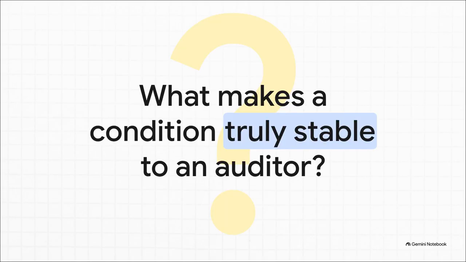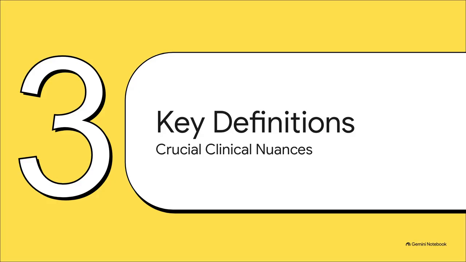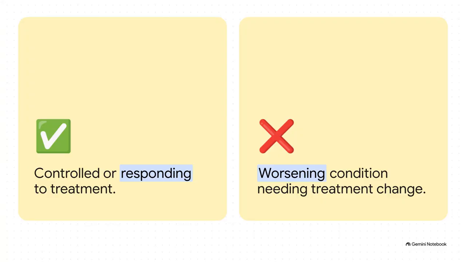So we just talked about stable chronic illnesses. But what actually makes a condition truly stable in the eyes of a medical auditor? This single word can shift your entire coding level. Section 3. Key definitions and nuances. This is a massive nuance, so pay close attention. Stability is not about the patient just feeling fine or their condition remaining unchanged.